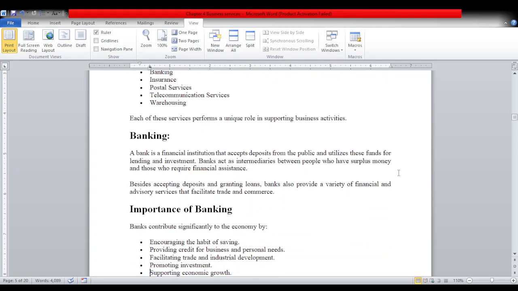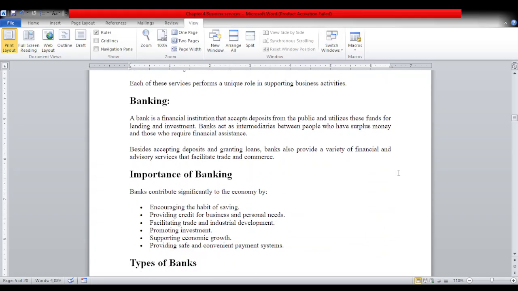So first of all, we are understanding banking. A bank is a financial institution that accepts deposits from the public and utilizes these funds for lending and investment. Banks act as intermediaries between people who have surplus money and those who require financial assistance. Besides accepting deposits and granting loans, banks also provide a variety of financial and advisory services that facilitate trade and commerce. So this is a very important topic. In economics, you study the banking chapter, and this banking service takes information from that chapter, but we are studying this point from the banking service point of view. So we will understand the importance, types of banks, and their functions.